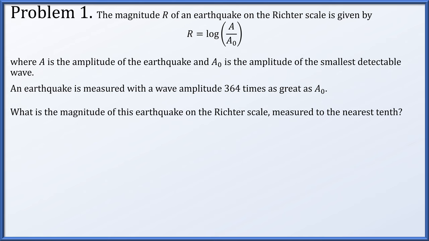Well, our amplitude, capital A, is 364 times as great as A naught, so we set A equal to 364 A naught. By the definition given at the beginning of the problem, the measurement on the Richter scale is therefore the log of A over A naught. The A naughts cancel, and we simply have the common logarithm of 364. All we have to do now is plug this into a calculator and round off to the nearest tenth.